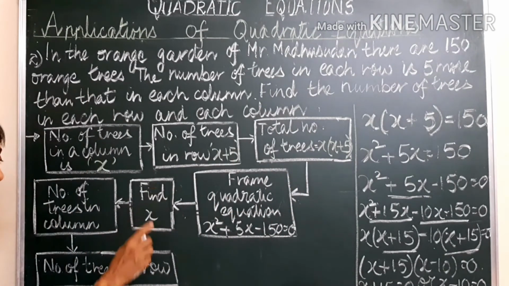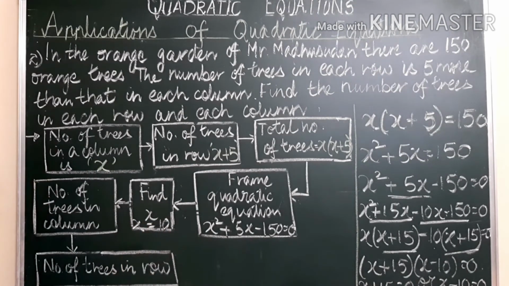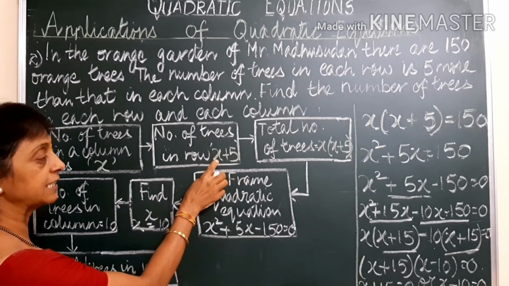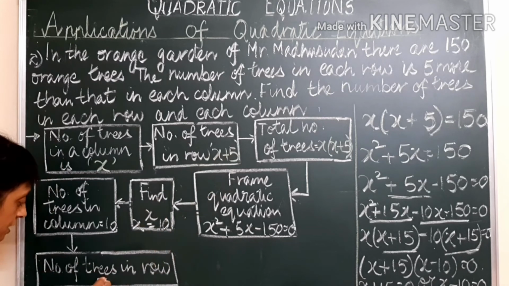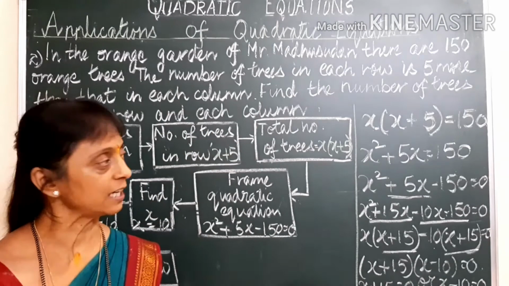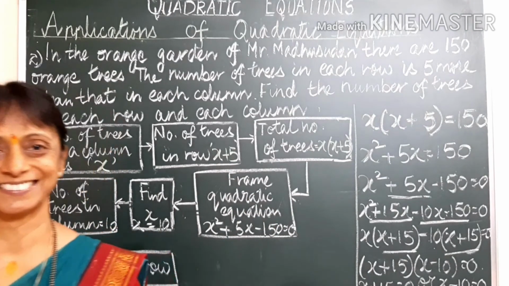They are saying over here find x, so we get x is equal to 10. That means the number of trees in each column is equal to 10 trees. And therefore the number of trees in each row will be x plus 5, that is 10 plus 5, which is equal to 15. So here we are done with the problem, by looking into what is given, and in the form of a flow chart, stepwise we have calculated whatever is asked.